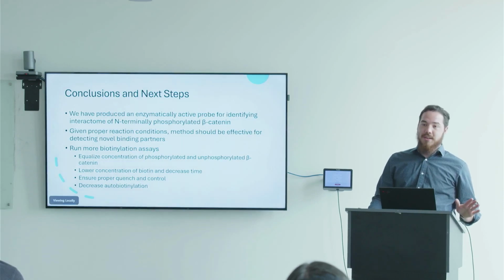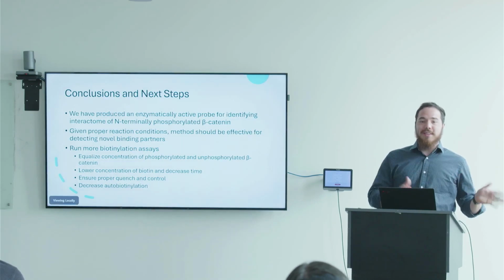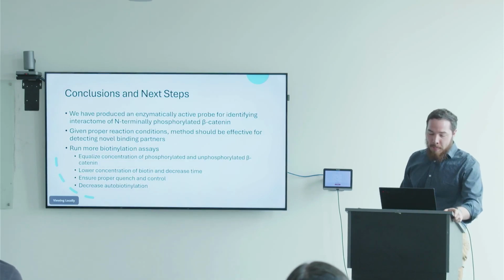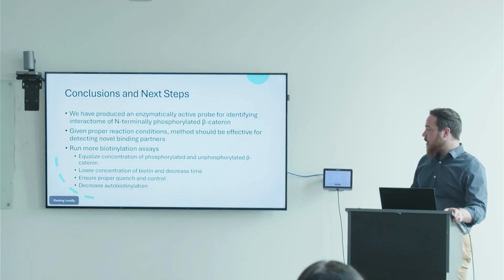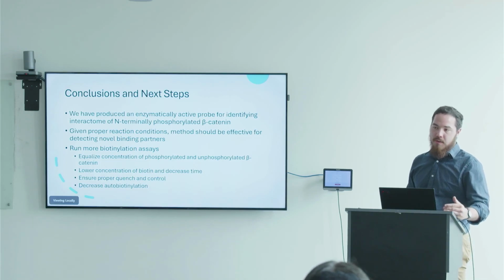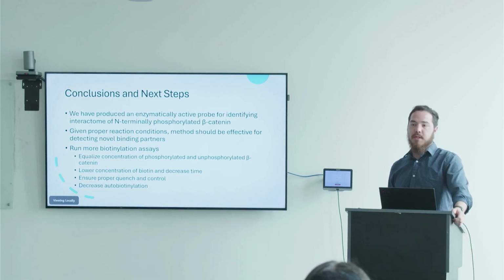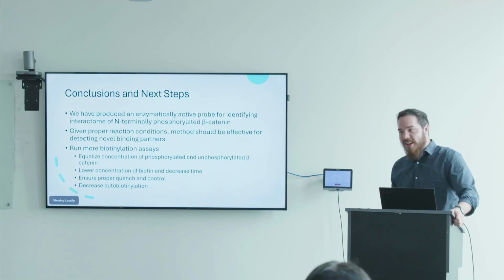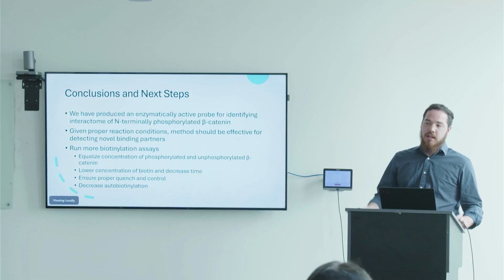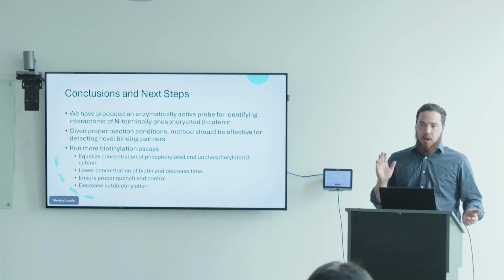That's our very first next step. The very first thing we absolutely need to do is equalize the concentrations of our control and our phosphorylated protein. Other things we could do is lower our concentration of biotin. We are operating substantially over the Km of biotin for our biotin ligase because we wanted to make sure we saw some results. But reducing that would lower the likelihood of seeing saturation, and it would probably help increase the difference between phosphorylated and unphosphorylated.